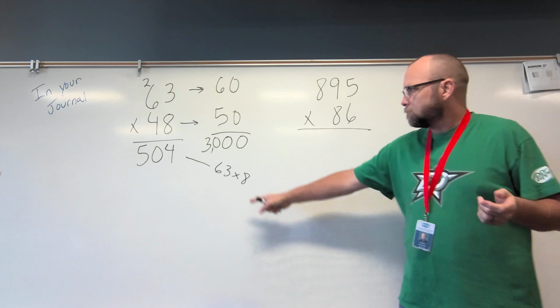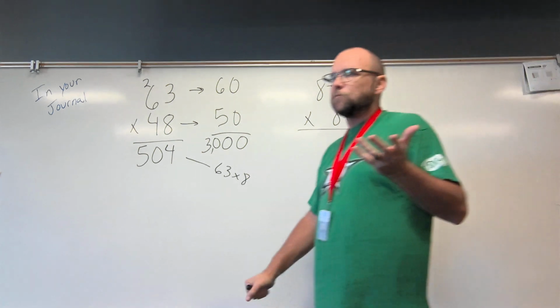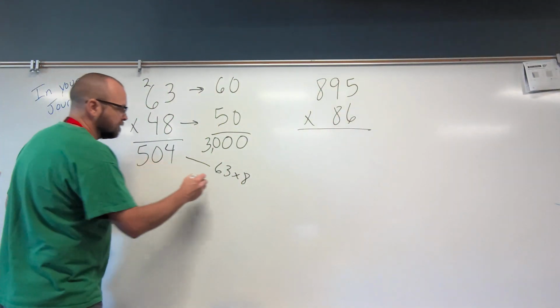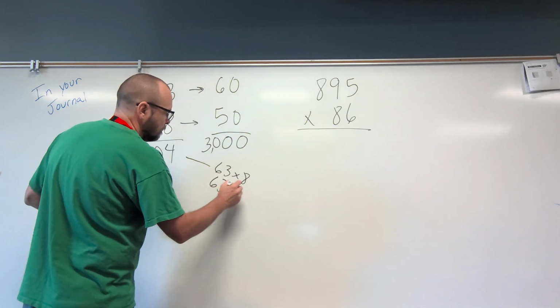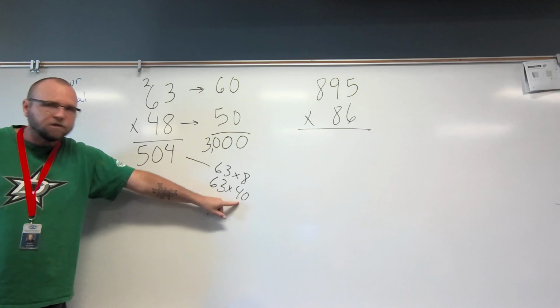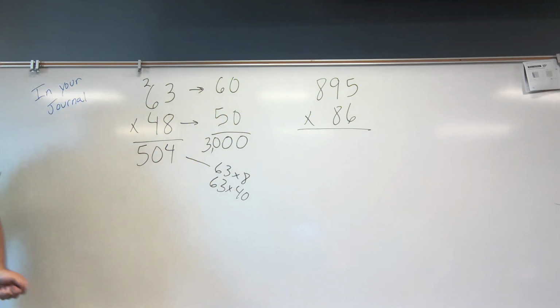Every one of you could do this problem. 63 times 8. Obviously not me. Now all we're doing is 63 times 40. And we learned when we did our estimate, if I just move this 0 down, then I have to do 63 times 4, which is actually half of what 63 times 8 is.